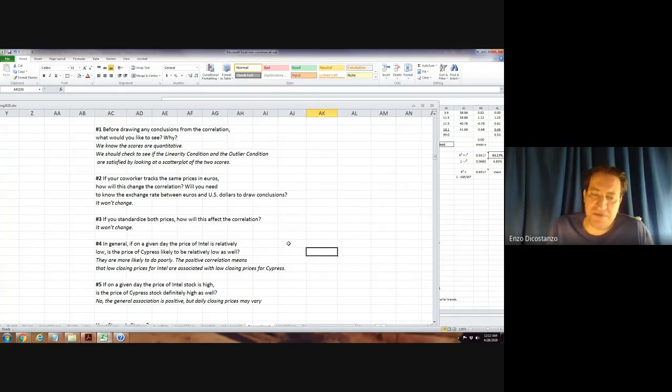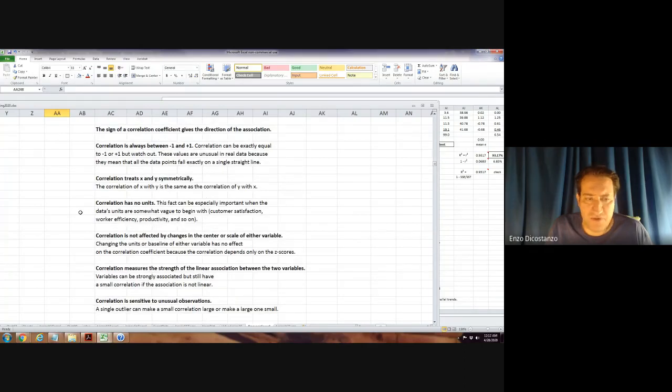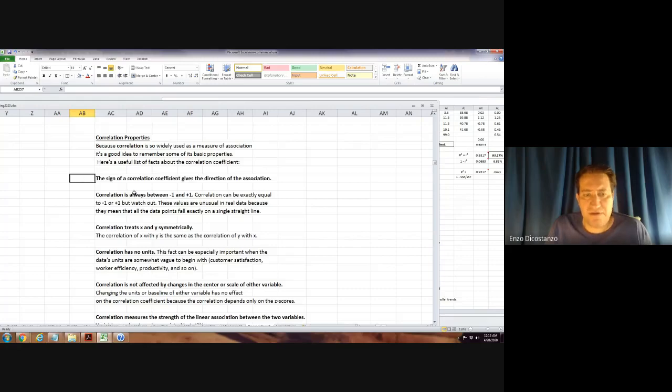Positive correlation means they're both low or both high together. That's what that means. How strong is it: strong, weak, moderate? Correlation is a measure of association. It doesn't have units, and it treats X and Y symmetrically. There's a whole set of rules here.